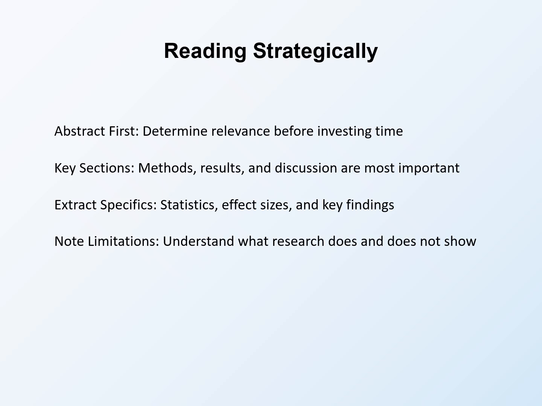Always note limitations and understand what research does and does not show. No study is perfect. Understanding limitations helps you cite research accurately and avoid overstating what evidence supports. Limitations include sample size, population studied, research design constraints, and threats to validity.